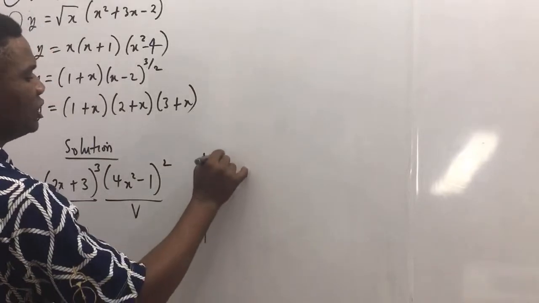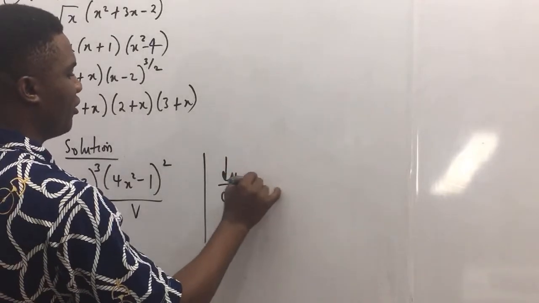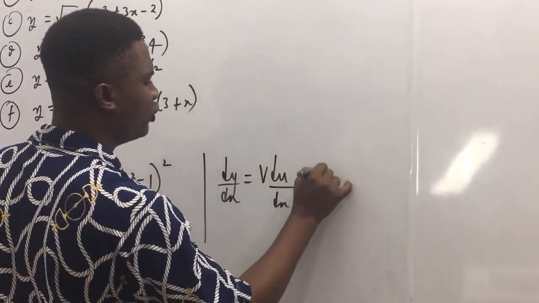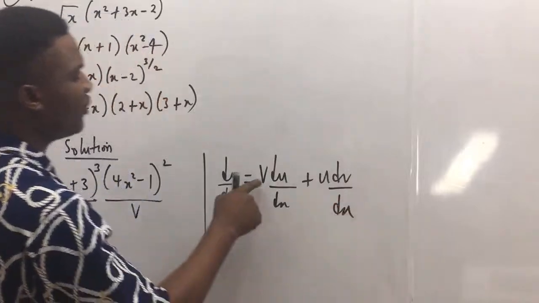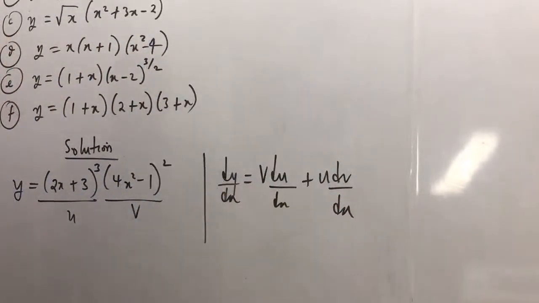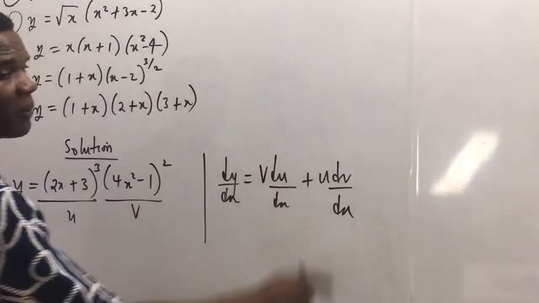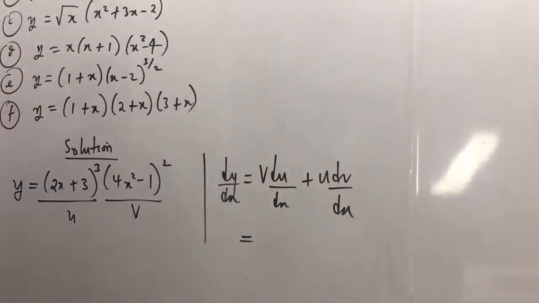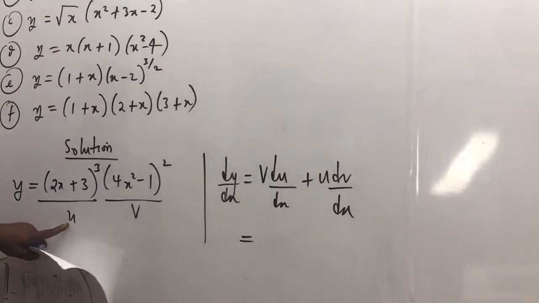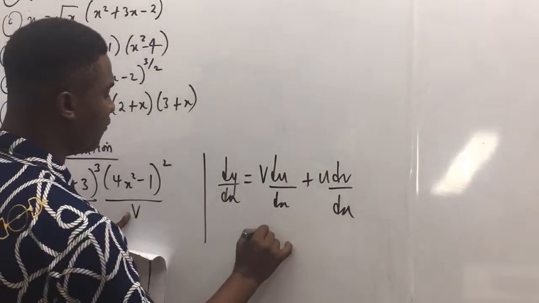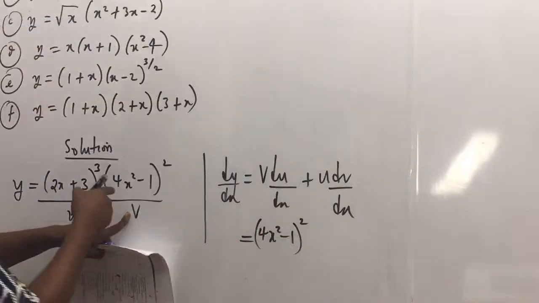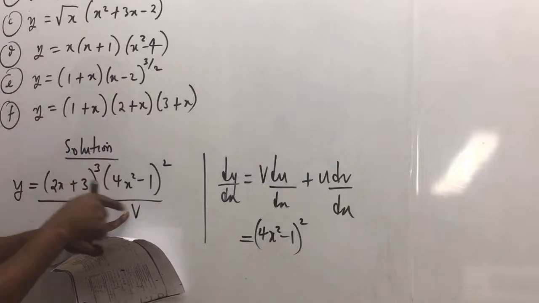Product rule says dy/dx will be equal to v du/dx plus u dv/dx. So I'm going to use v to multiply the derivative of u with respect to x, and I'm going to use u to multiply the derivative of v with respect to x. Let's go without going through so much detail. So this is v, I'm going to keep v constant. What is v? It is 4x squared minus 1 in bracket all squared.